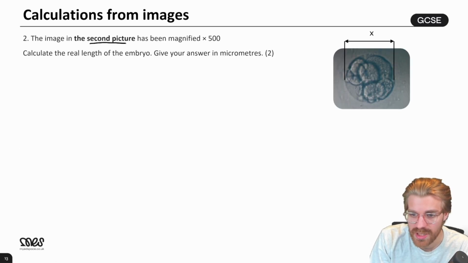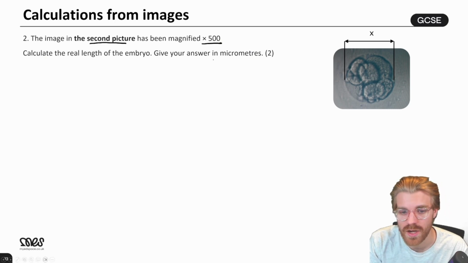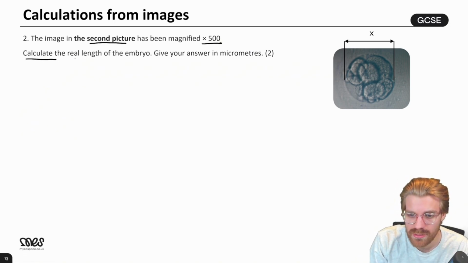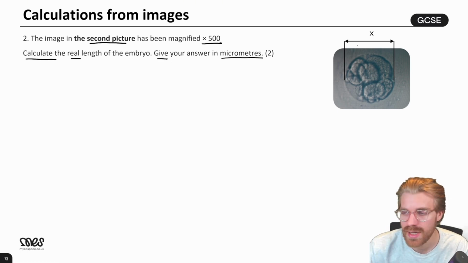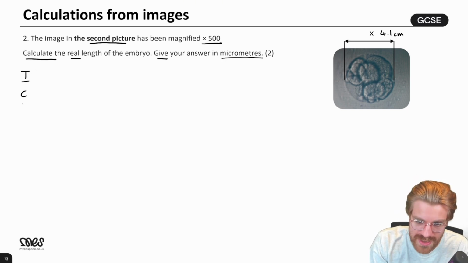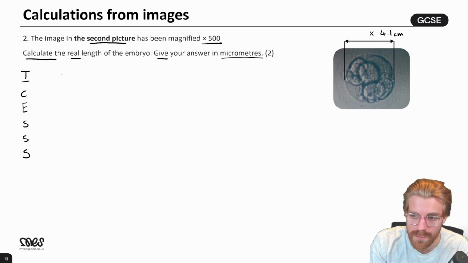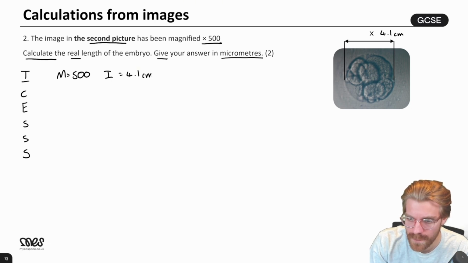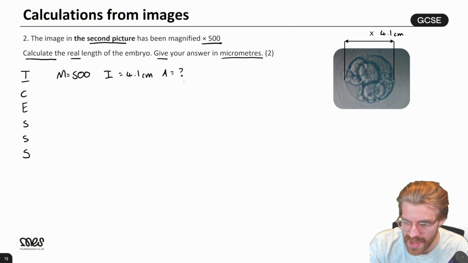So the image in the second picture has been magnified by times 500. Calculate the real length of the embryo. Give your answer in micrometers. So when I measured it earlier, I measured the value of x to be 4.1 centimeters. So I'm going to write down my ICEs again. And my information, I know that my magnification is times 500. I know that my image size is 4.1 centimeters. And I don't know my actual size. I don't know my real length yet.